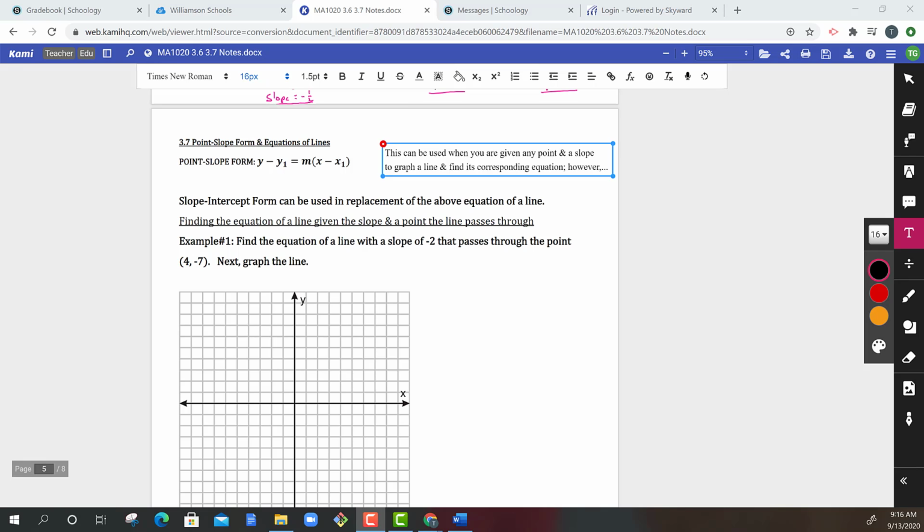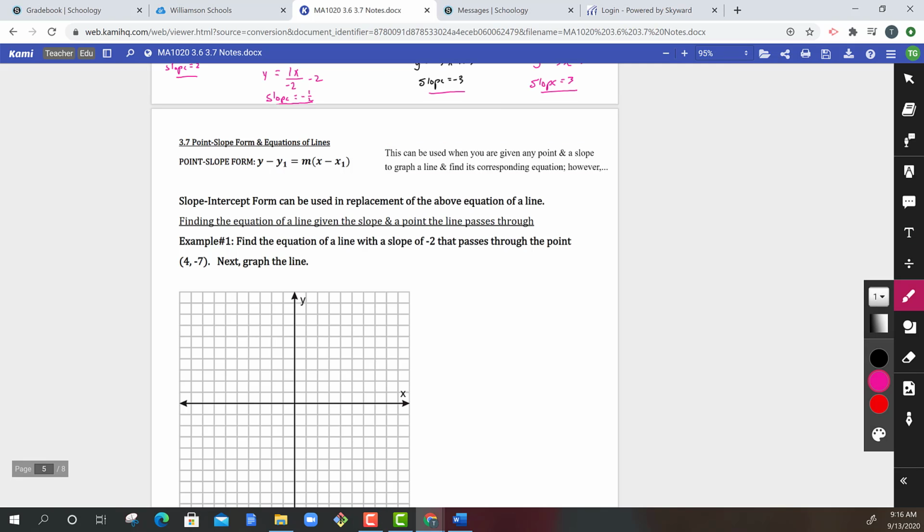All right, section 3.7 is point slope form. So we're going to actually kind of go way off script here for this section. If you know how to use point slope, or if you've read the lesson and it makes sense to you, you absolutely can use point slope form anytime you're given a point and a slope. So that makes sense. Point slope form is used when you're given a point and a slope.